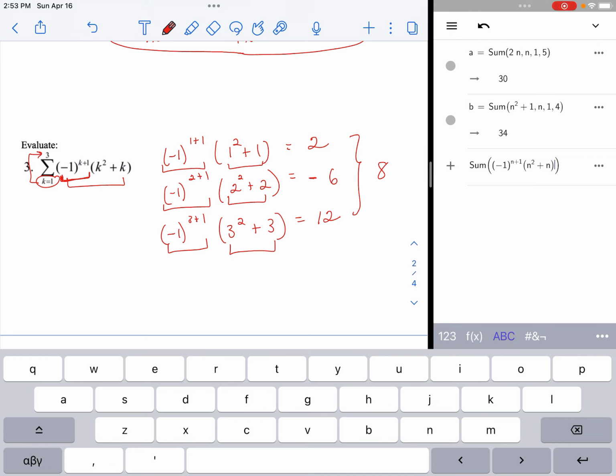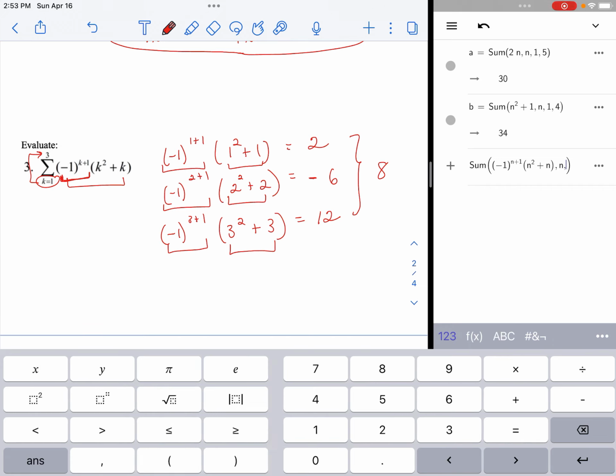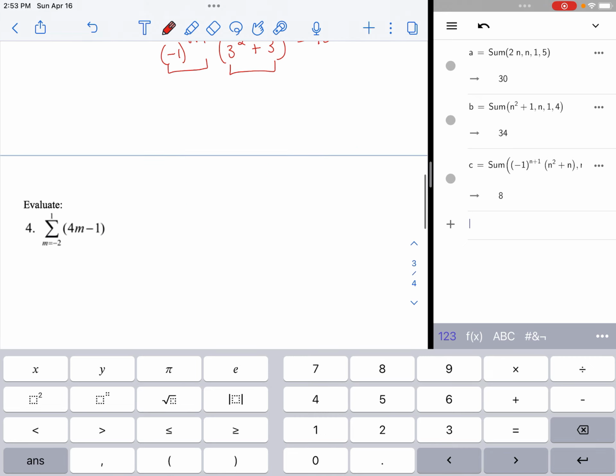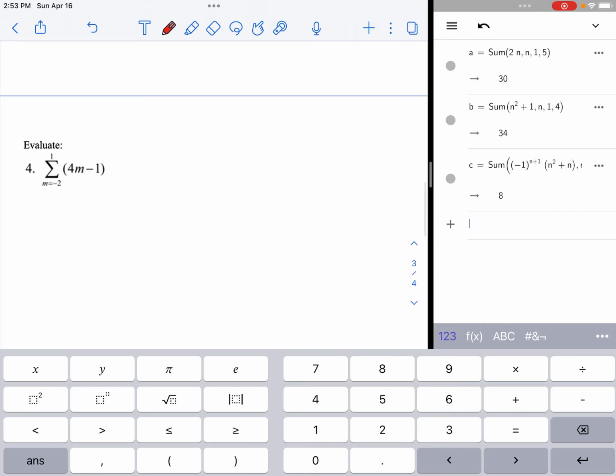So is that the whole expression? Yes. Comma, n, comma, lower limit, comma, upper limit. And I get the answer 8. So that one was a little more involved with plugging in, but since there was still just one variable, the same variable that was given here, you could do it in the calculator.